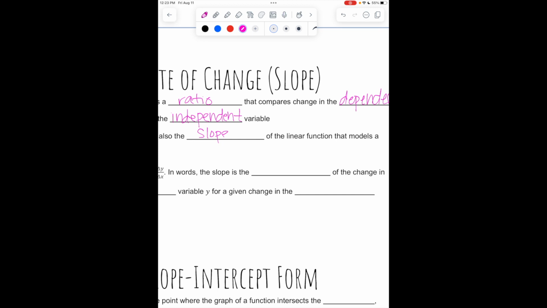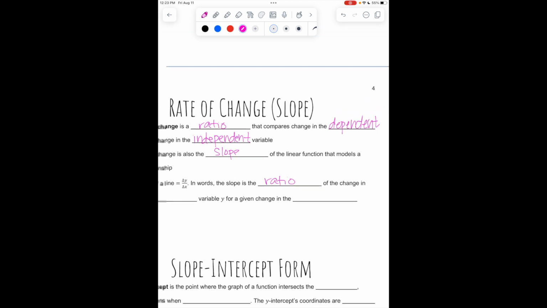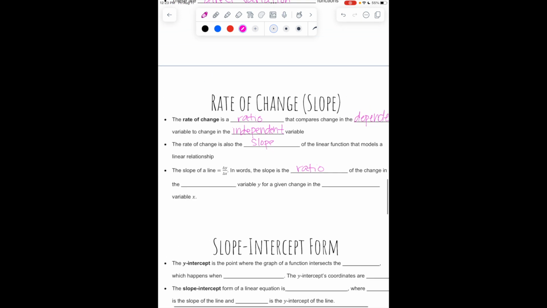So the slope is the ratio of the change in the output variable y for a given change in the input variable x.